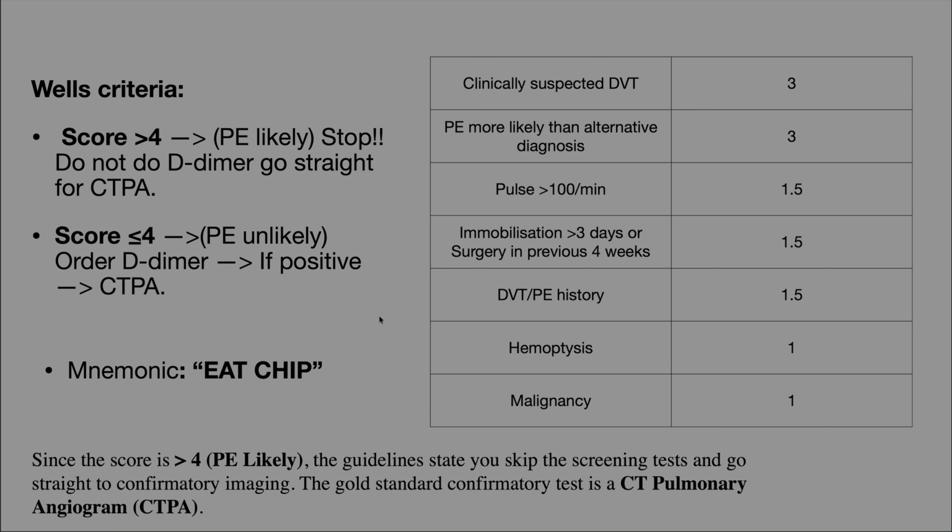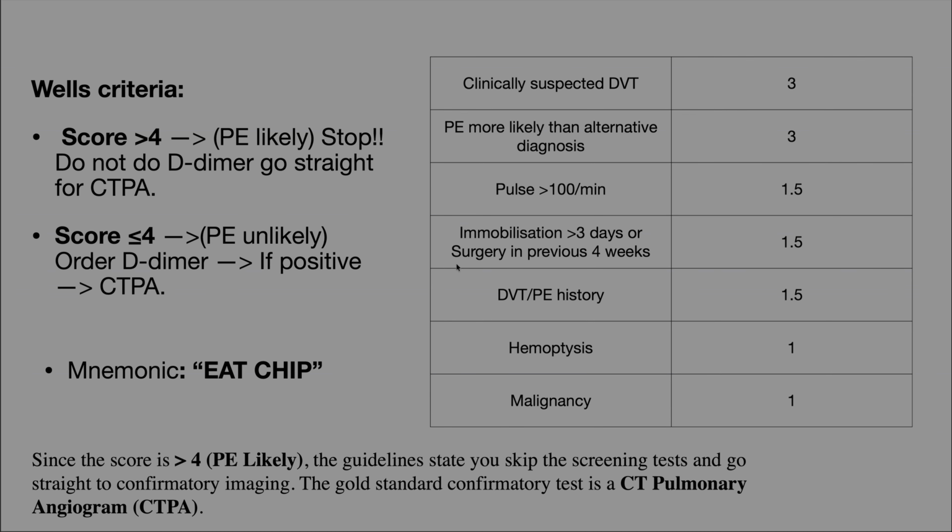Now, let's score our patient. She had clinical signs of DVT, so that's plus 3 points. Pulmonary embolism was more likely than the alternative diagnosis, so that's plus 3 points. She is tachycardic. Our patient has tachycardia, a pulse of 112. So yes, that's plus 1.5 points, a total score of 7.5.